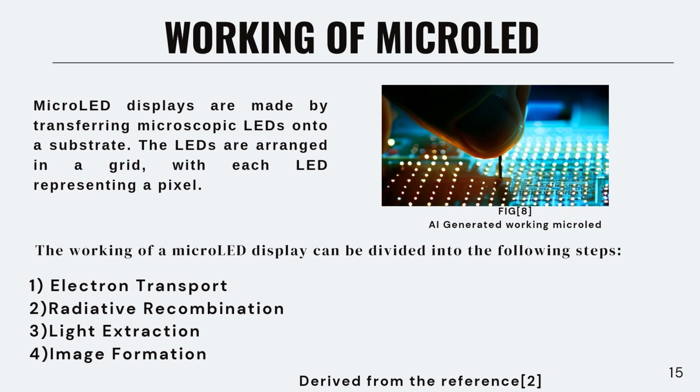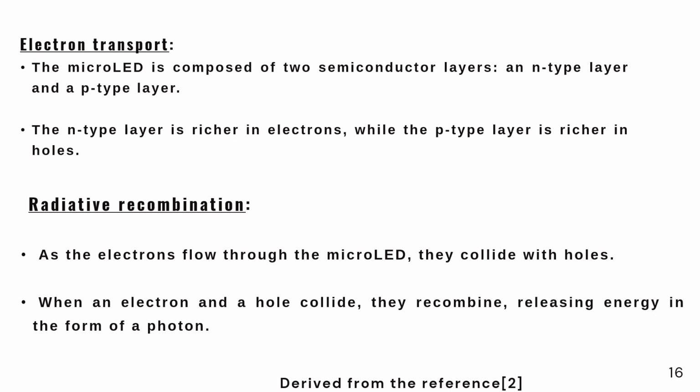First one is electron transport. Second one is radiative recombination. Third one is light extraction. Fourth one is image formation. Then we can move to the first point, electron transport. In the case of electron transport, the microLED is composed of mainly two semiconductor layers, N-type and P-type. N-type is richer in electrons and P-type is richer in holes.